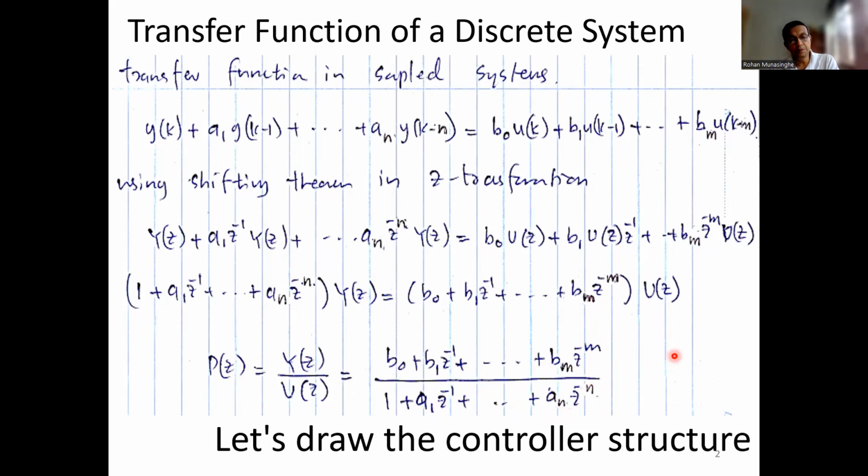So this is true for any system, any discrete system. So remember, a rational polynomial of z to the minus powers is the transfer function in discrete time.